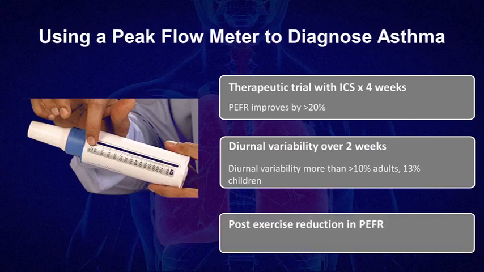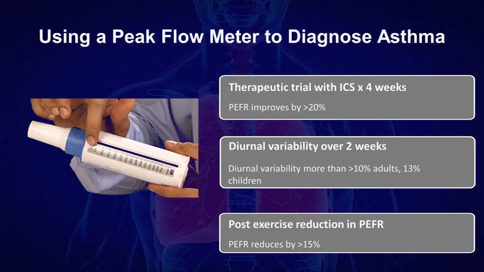And finally, you can also use a peak flow meter to diagnose asthma by asking the patient to do a little bit of exercise, run around the clinic, go for a quick brisk walk, and then come back again and do the peak flow meter values. If the PEFR values drop by more than 15% after a certain amount of exercise, then this is indicative of an underlying asthma rather than COPD. So you can use a peak flow meter to diagnose and distinguish between asthma and COPD.